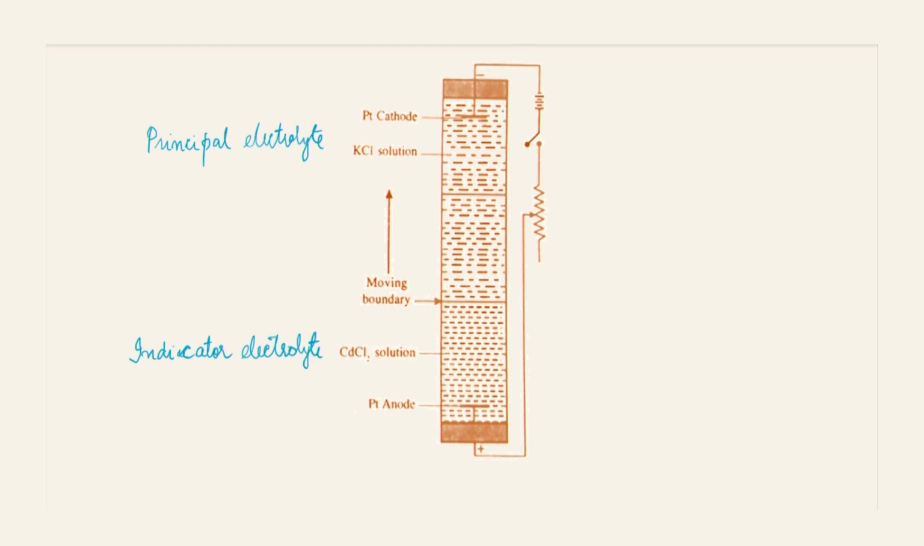So, we should have two electrolytes. One is a principal electrolyte, the other one is an indicator electrolyte. Now, there are conditions for these two. Whatever be the principal electrolyte, the indicator electrolyte should have the anion in common with the principal electrolyte.